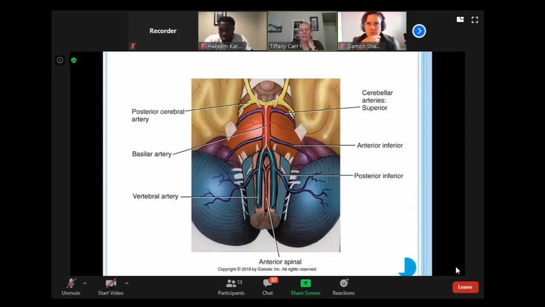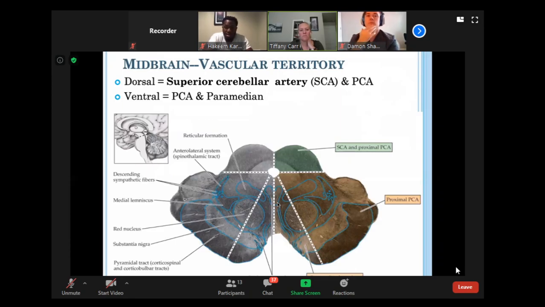Again, with the arterial distribution, so we have the posterior cerebellar artery, the superior cerebellar artery, cerebellar artery. Does anyone know what this nerve here is? Ocular motor. Ocular motor. All right, so we have the basilar artery, the anterior inferior cerebellar artery, and the posterior inferior cerebellar artery, vertebral arteries, and the anterior spinal artery.